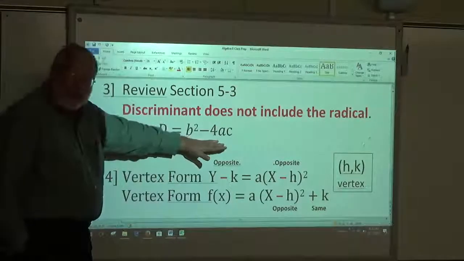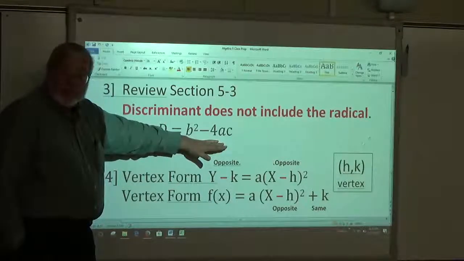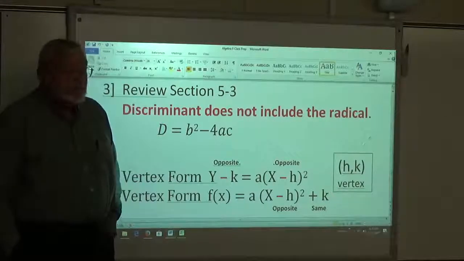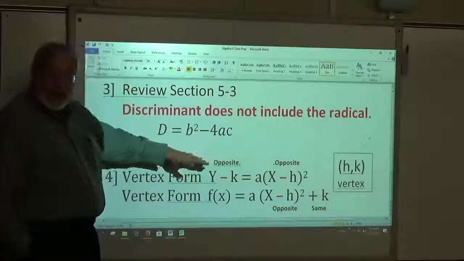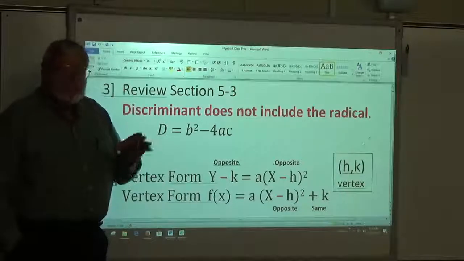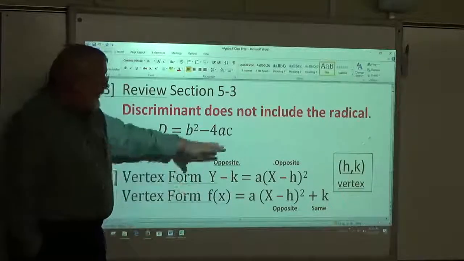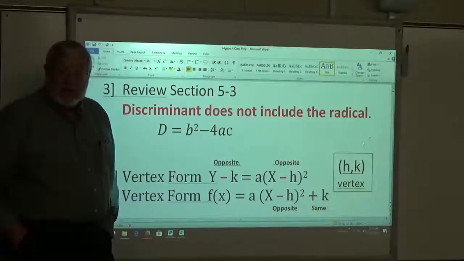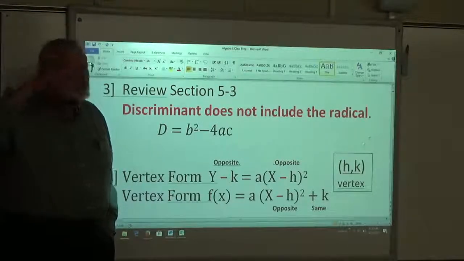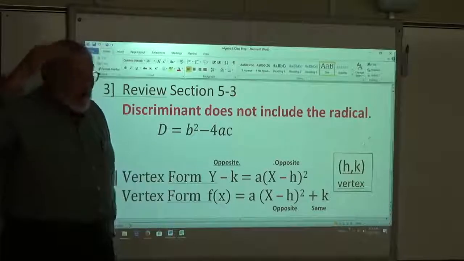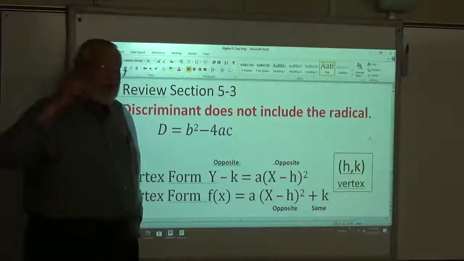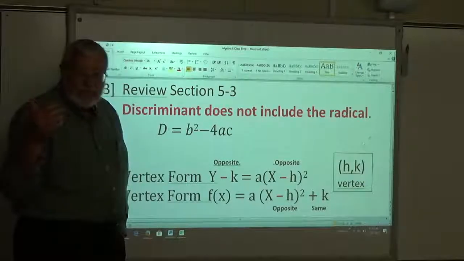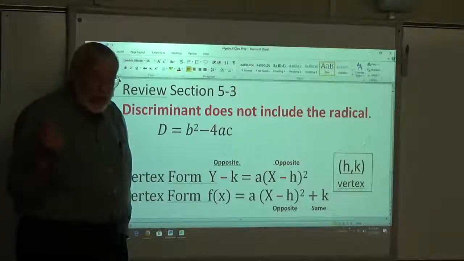If it's a perfect square, then you're going to have a rational number. Because this is all over 2a, so it may be a fraction, but it's going to be rational. If it is not a perfect square, you're going to have an irrational number. And you should remember that rational numbers can be represented as a fraction. Irrational numbers are roots that don't produce whole numbers.